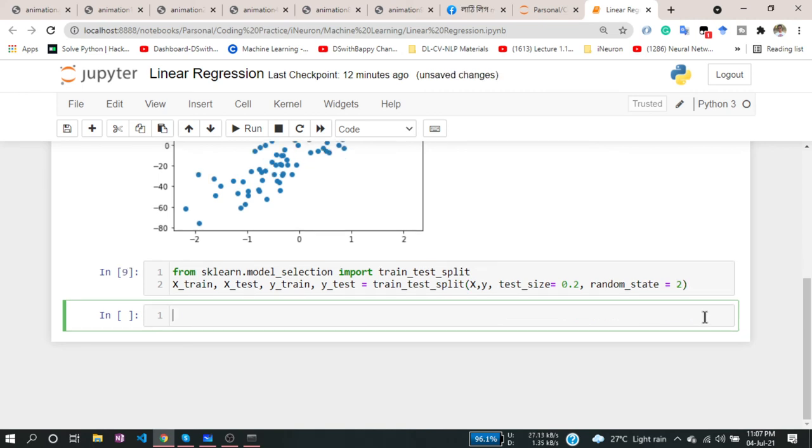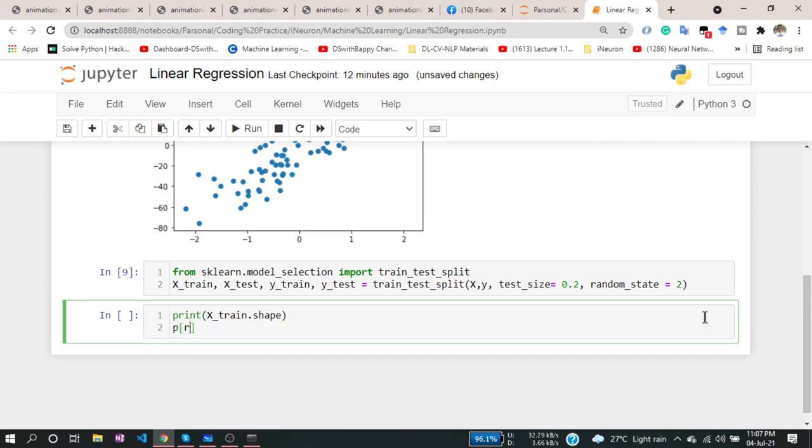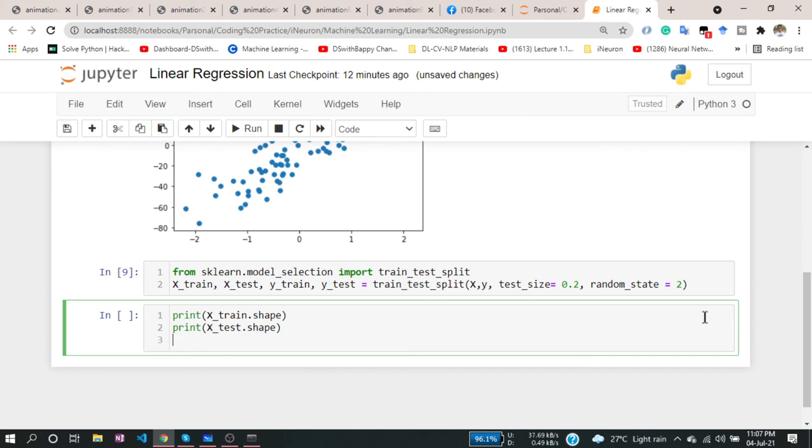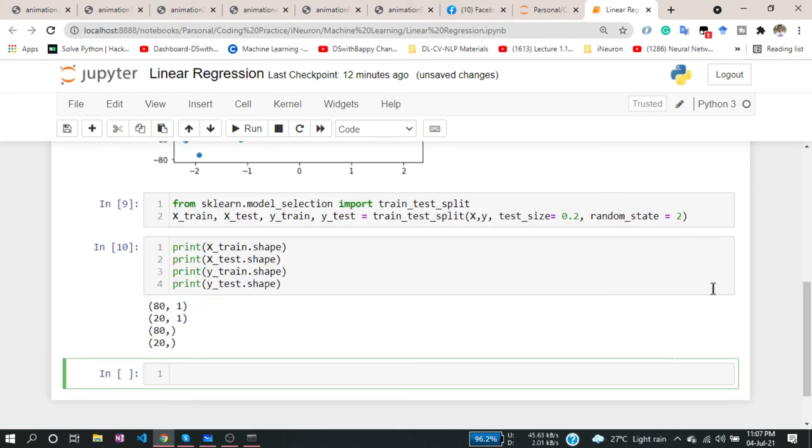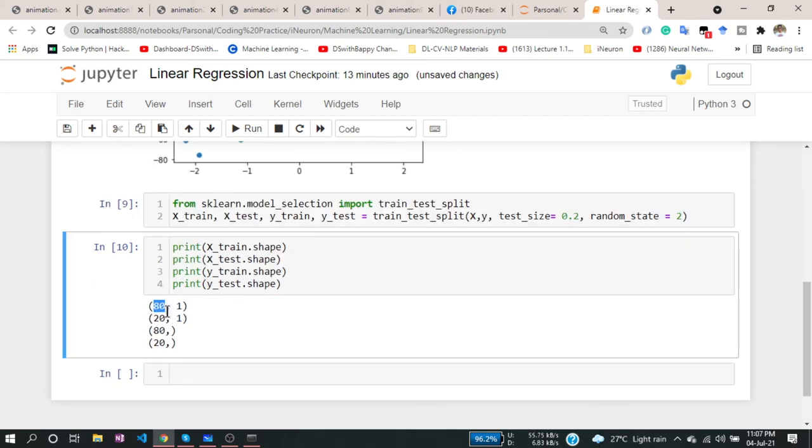Now let's run it. Now let's see what is the size of my X train dot shape, and also check my X test dot shape. Okay, so you can see my training data is 80. We have taken the sample size 100, so from 100 we have taken 80. That means 80% of the data for my training purpose and 20% for my testing purpose. And this is the shape of the data because I have just two features.